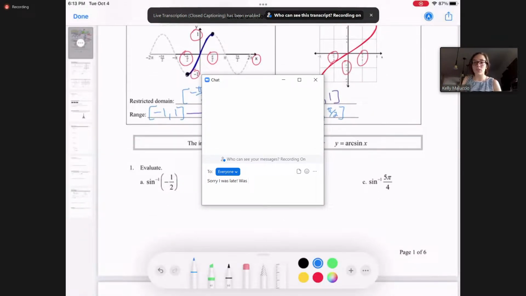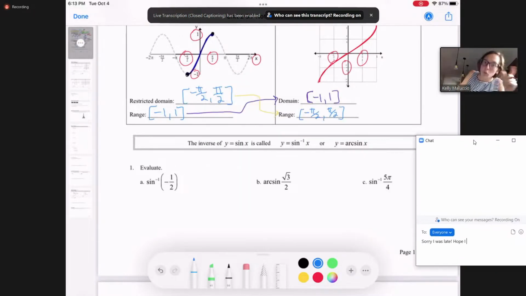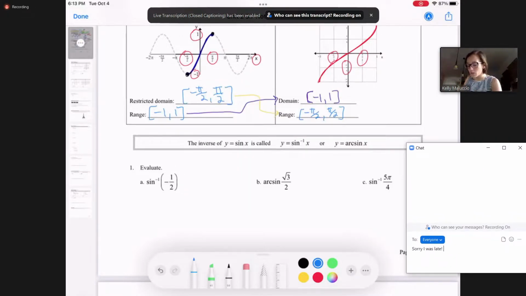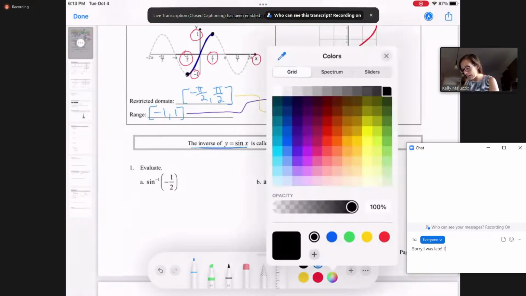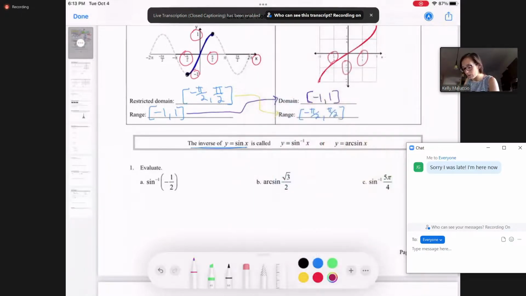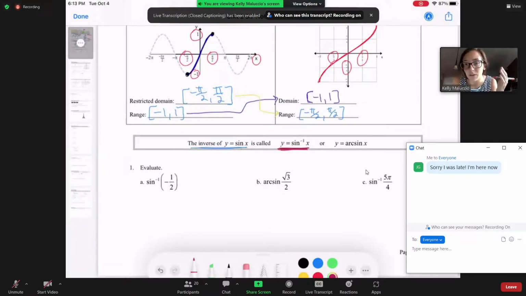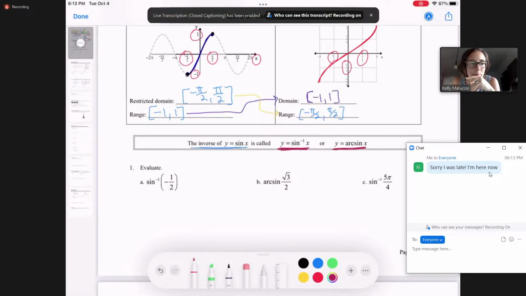And just like so many things in math, there are two different ways, at least only two for now, that we will write this function. So the inverse of y equals sine x, it will either be written as, traditionally, y equals sine to the negative 1 of x, right? Or you'll see sometimes, maybe in ALEKS, it's arc sine. Arc is meaning inverse in this case.